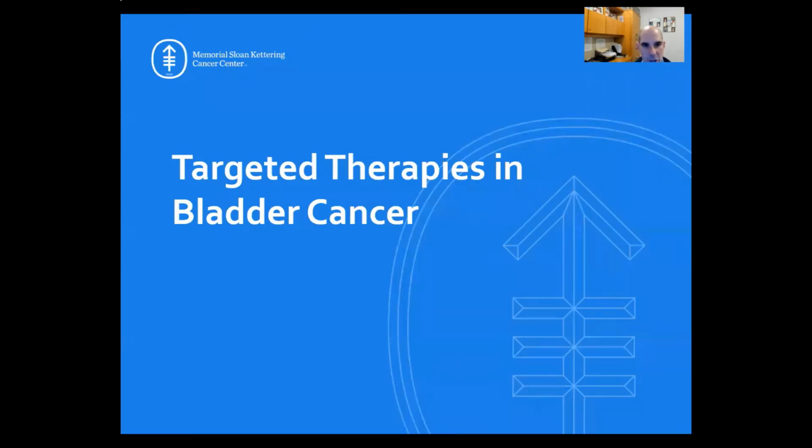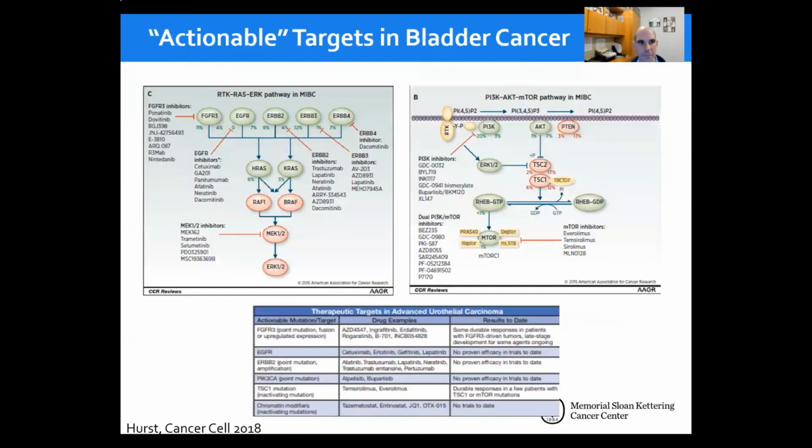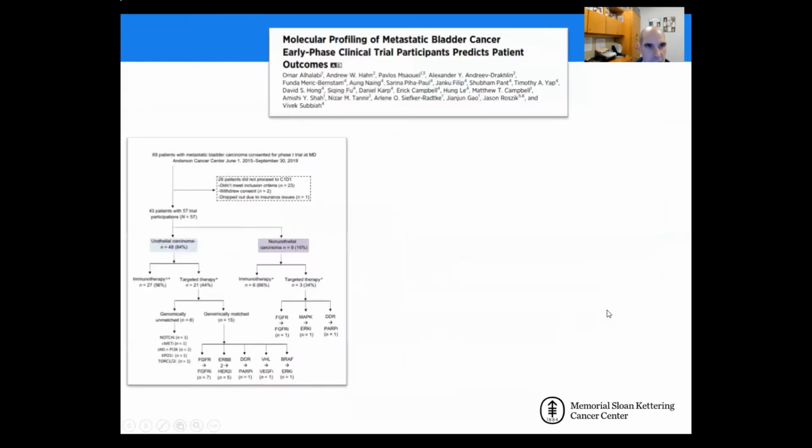So moving on to targeted therapies in bladder cancer. Within bladder cancer itself, there are numerous potential therapeutic opportunities, and there are numerous drugs as listed in these cartoon diagrams and the list of open investigations down here. And so this is obviously of much interest and excitement.